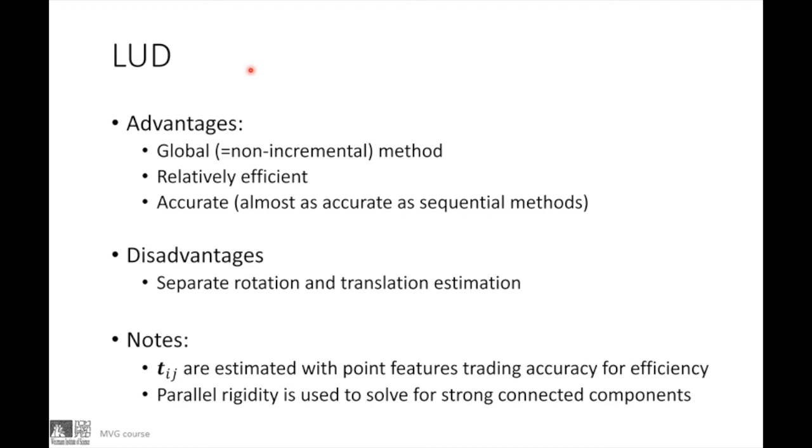The main disadvantage is that you do this separately for rotation and translation. Next class, we will see how to do that simultaneously. And one note is that to increase accuracy, what they did is to estimate TIJ, they used feature points globally. And that hurts efficiency, but improves accuracy. Let's not talk about the last point. I will talk about it next time.